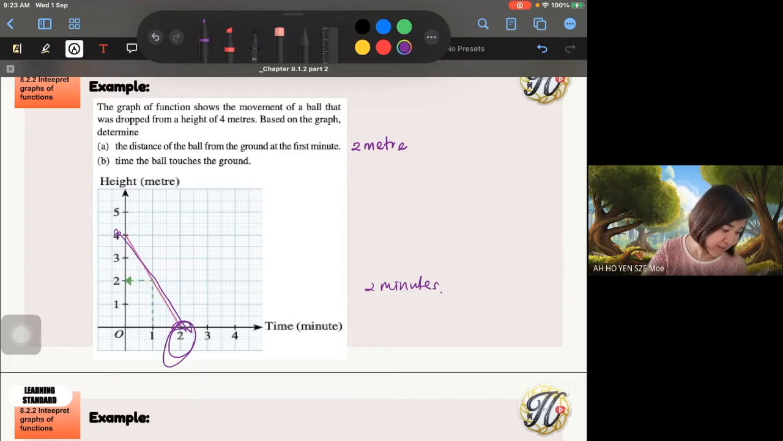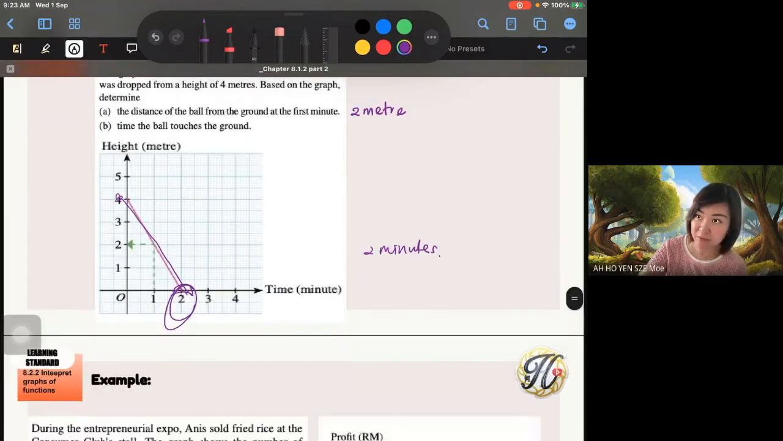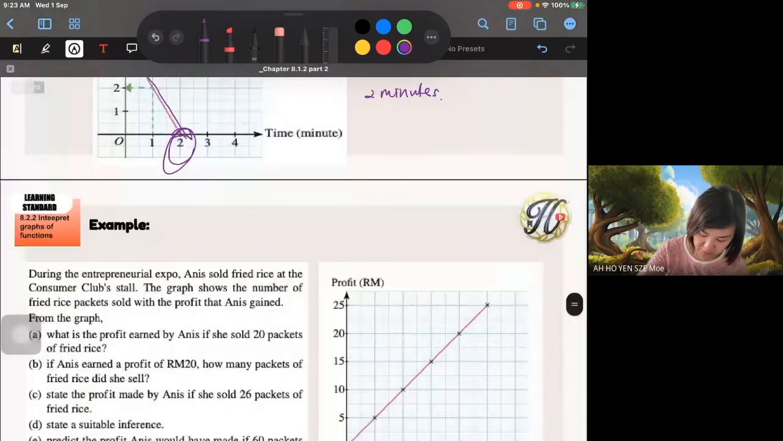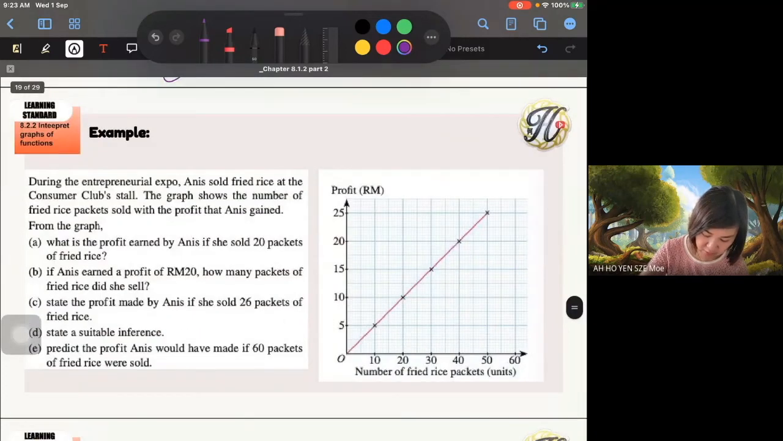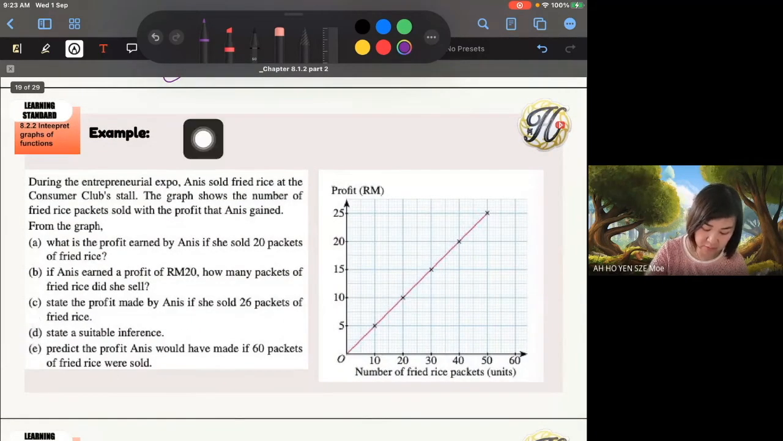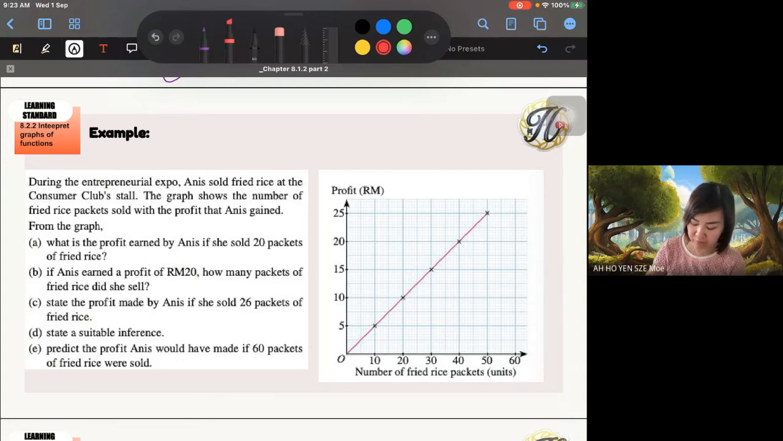Okay, so there is another example. Got time also, so I'll do a longer question. Okay, last one, from the textbook also. So for this one, what is the profit earned by Anis if she sold 20 packets of the fried rice? See, here is the number of fried rice.